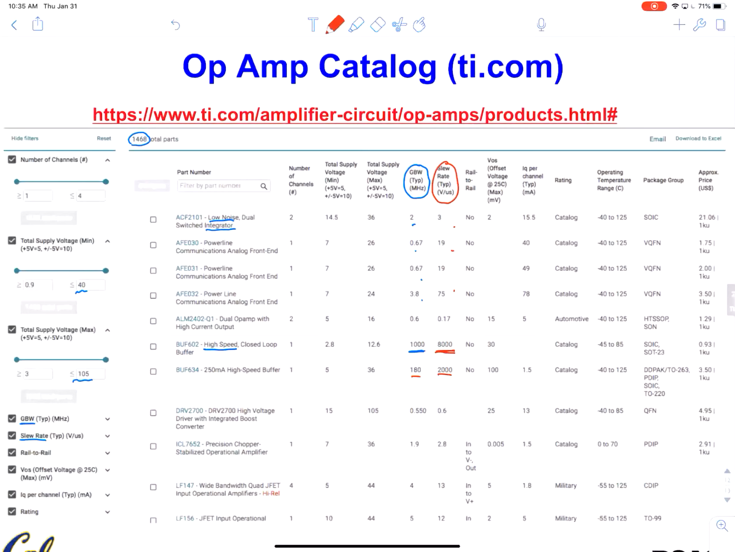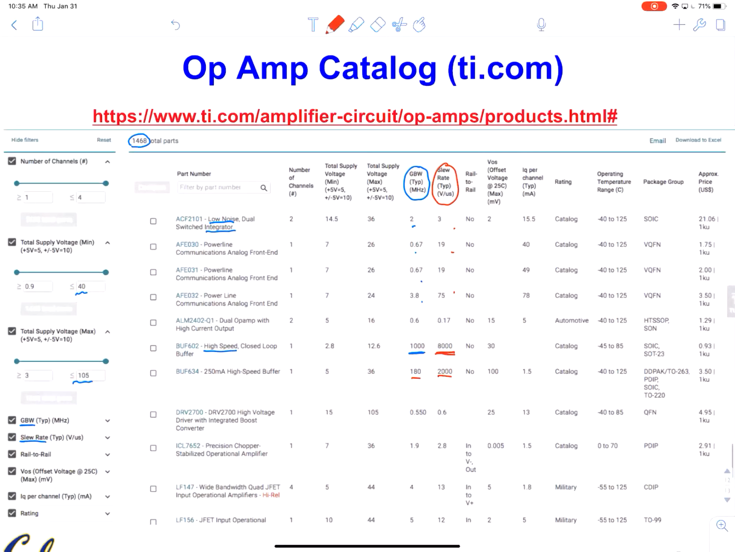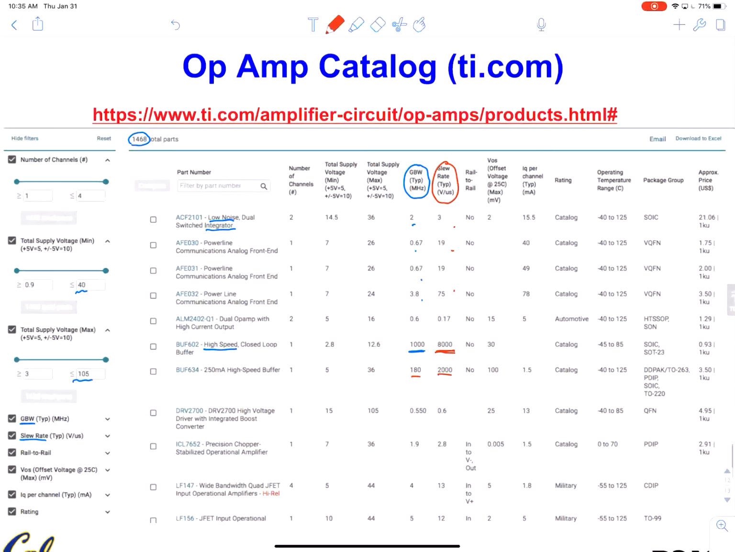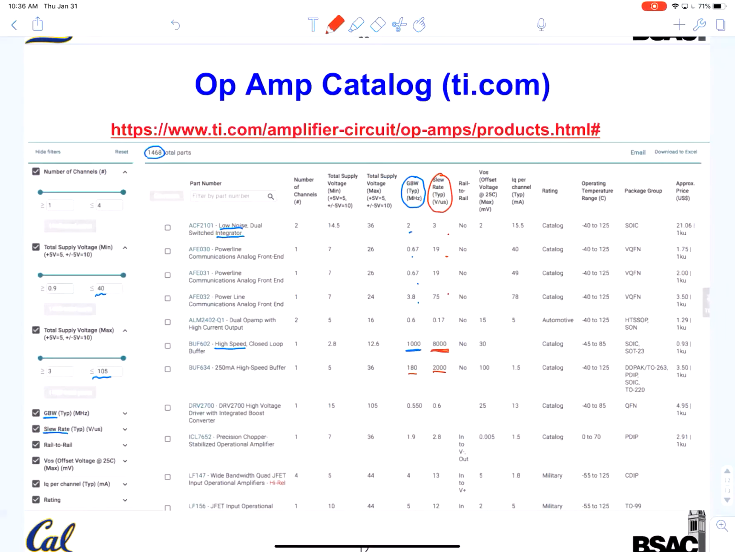Question: is there a reason the high-speed one is the cheapest of all? I didn't look at the cost. Let's see. On the right, they are all very cheap. Less than $1, $5, $21. These are all prices for 1,000 units, so this is when you buy 1,000 of them.